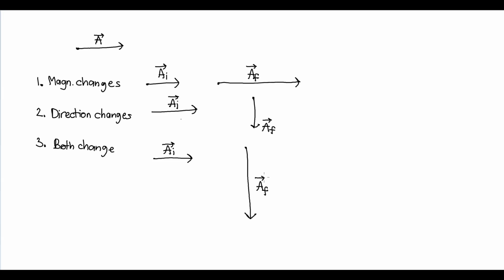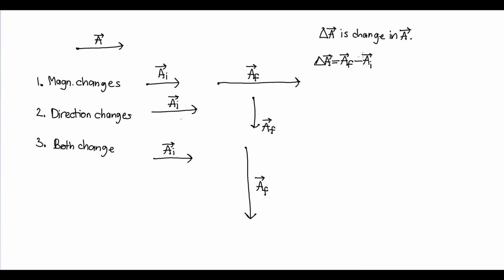Okay, and we denote vector change using the Greek letter delta. Okay, so delta A is the change in A. Okay, and we define delta A. So delta A is a vector and is defined as the vector difference of the final vector minus the initial. Okay, so that is delta A.